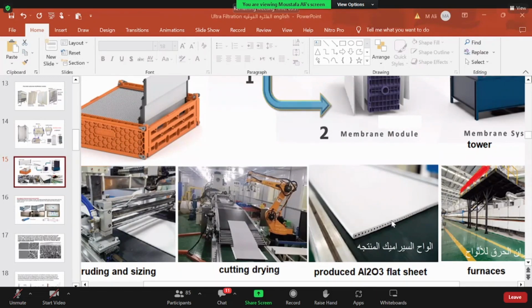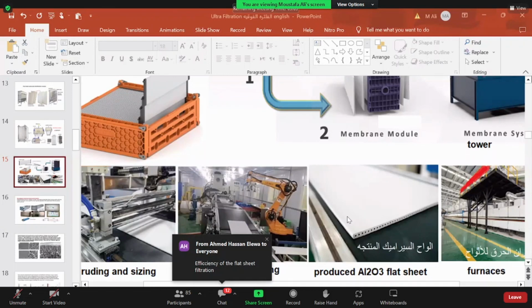But here in the flat sheet, you can see the channels are open from both ends because the filtration is from outside to inside in such a case. But for the other one, it alternates one channel for feed, one channel for permeate, as I will come back to the figure to show it to you.